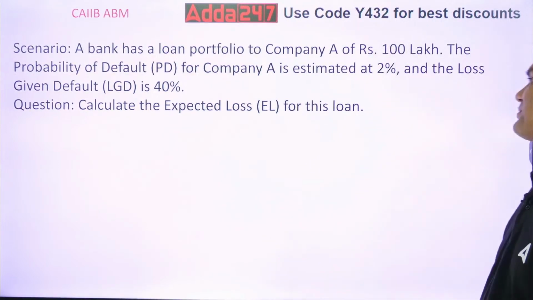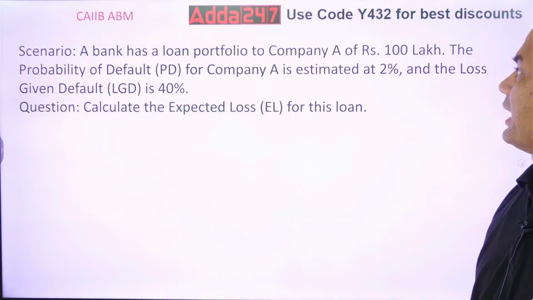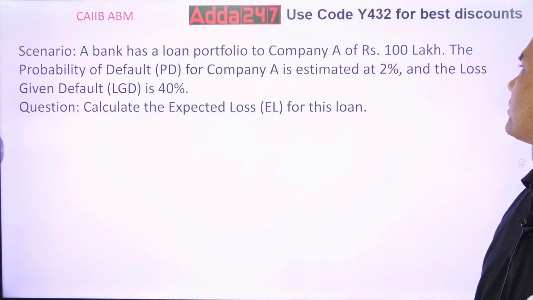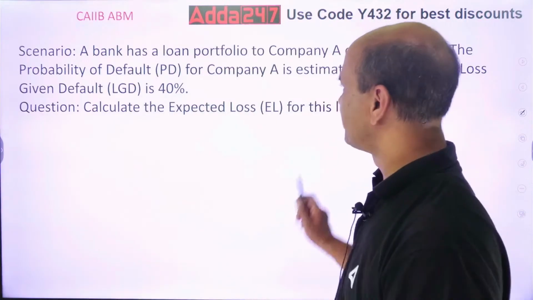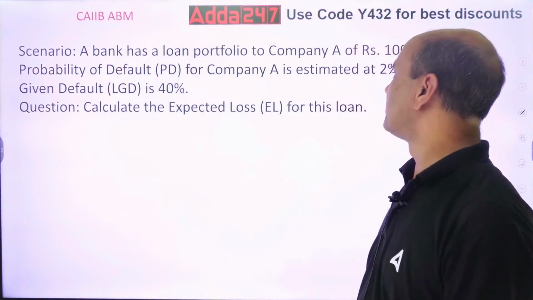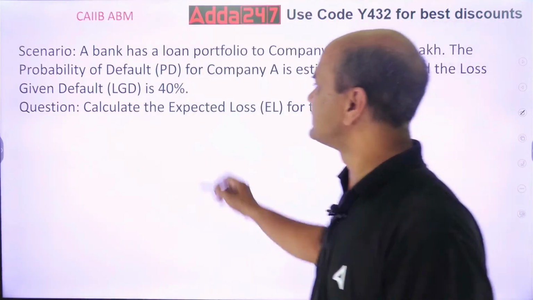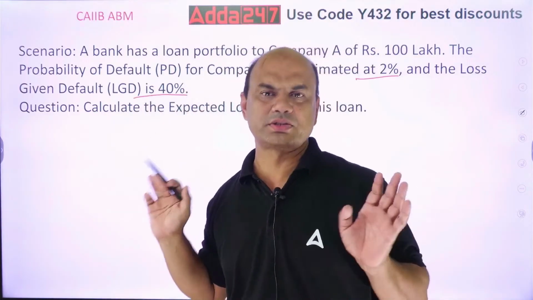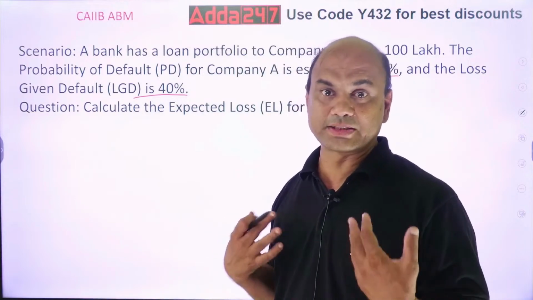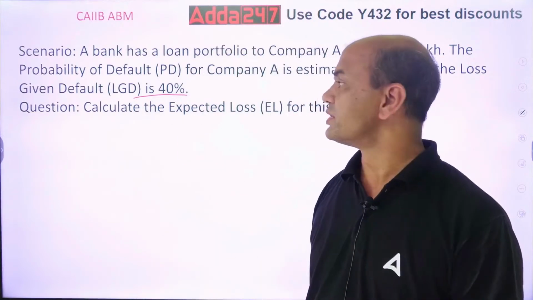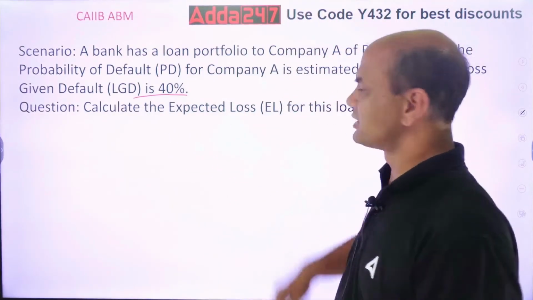A bank has a loan portfolio to a company A of rupees 100 lakhs. So the loan given to a company is 100 lakhs by some bank. Probability of default for company A is estimated at 2%, and the loss given default is 40%. Means if the company becomes NPA, then the loss for me as a bank is 40%. Now the question: calculate the expected loss for this loan.